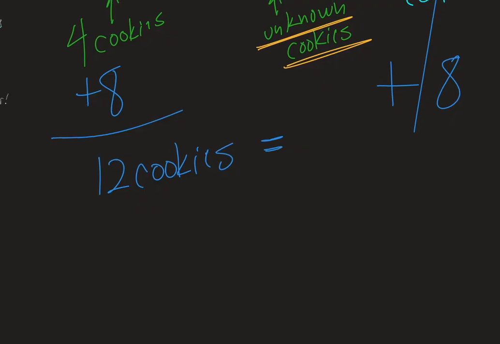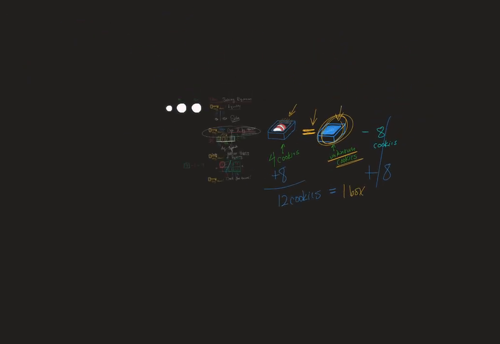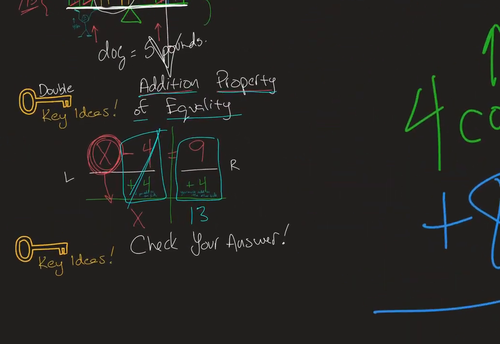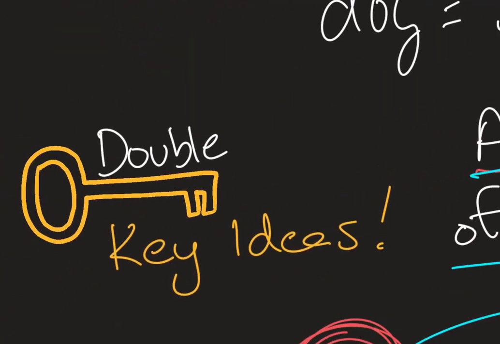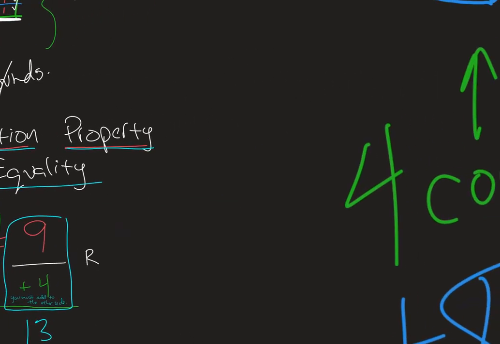12 equals 1 box. Okay, that was the addition property of equality. There's another, so remember I said there was a double key idea here? Here's the other idea. There is the subtraction property of equality.